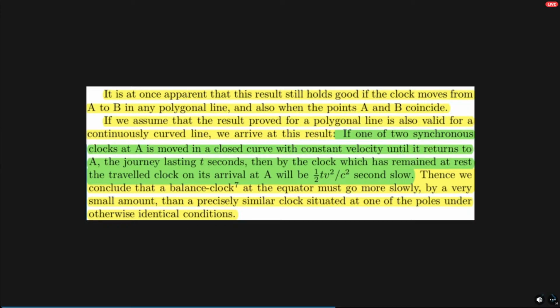So this is the time dilation coefficient here. Thence we conclude that a balance clock at the equator will go more slowly, by a very small amount, than a precisely similar clock situated at the poles under otherwise identical conditions.